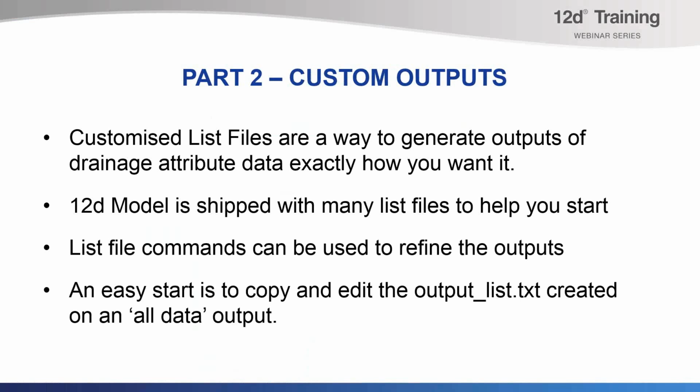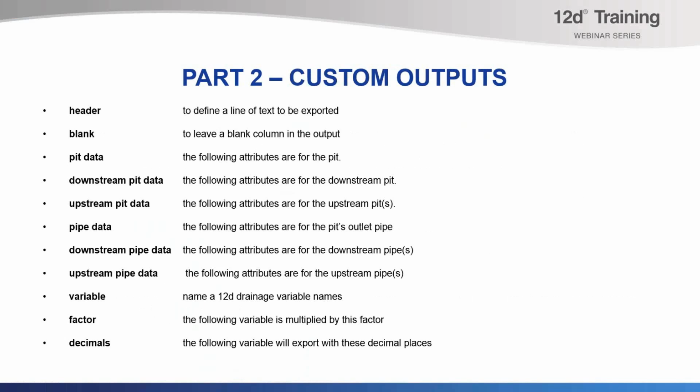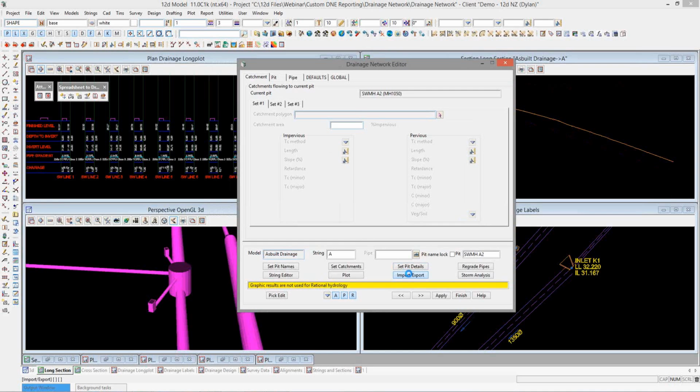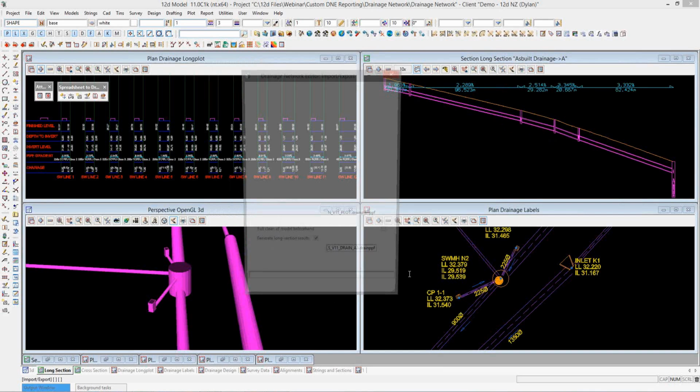And the custom commands inside the list file that you can use, as I'll demonstrate, are listed there, and they're also listed in the training notes. Right. What we're going to do now is export the drainage network to spreadsheet, but we're going to customize the data that we output and how the data is actually presented.